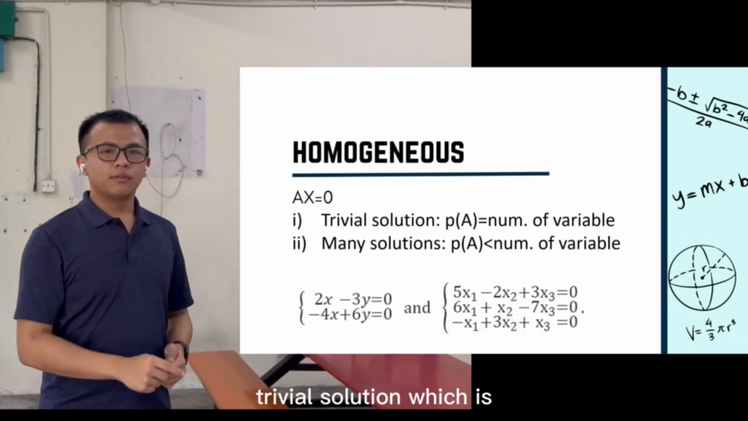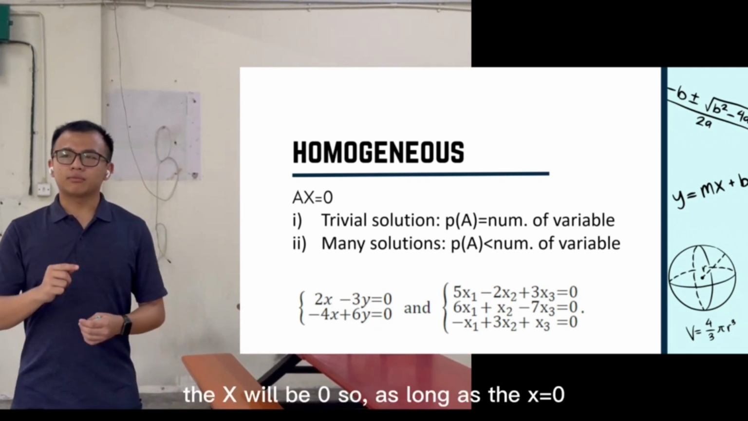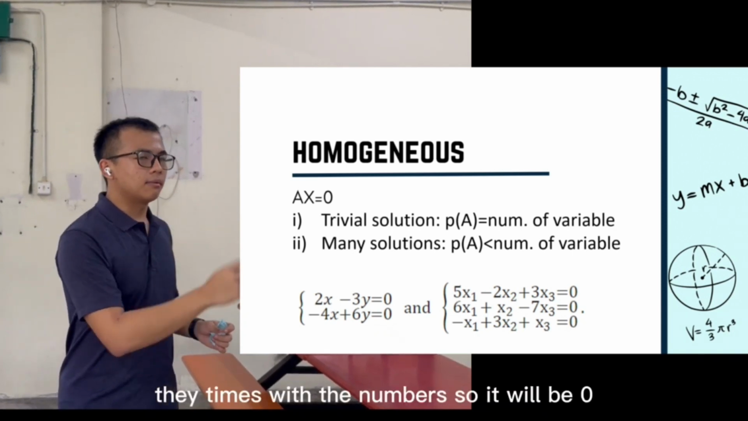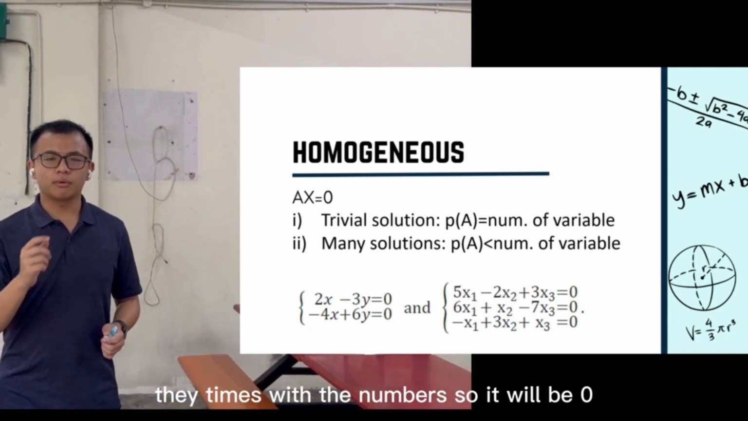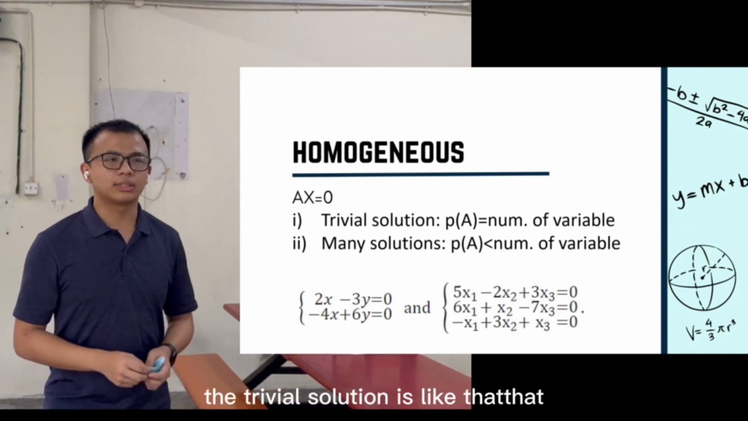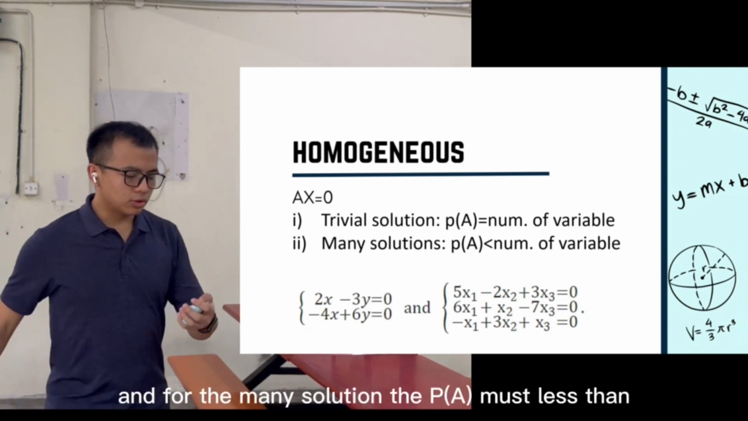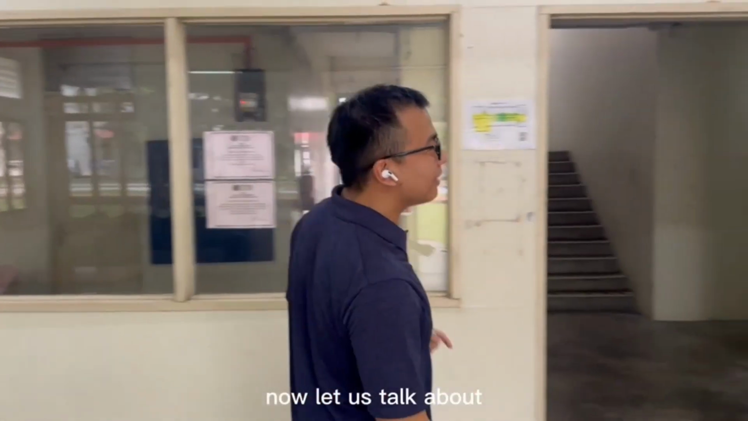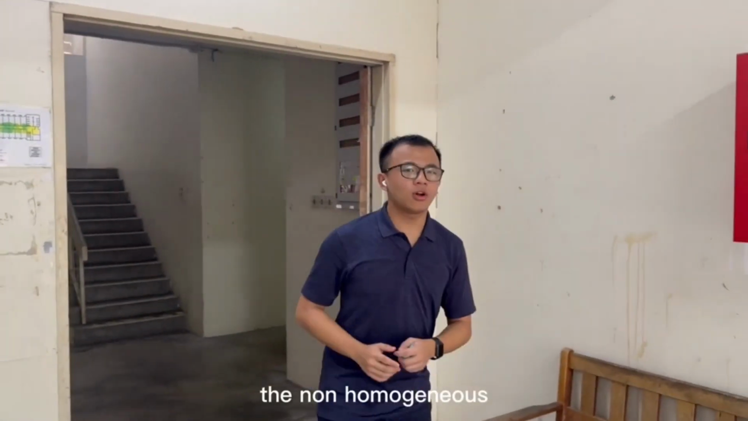One is the trivial solution, which is where the x will be 0. As long as the x is 0, when it times with the numbers, it will be 0, so the equation total will be 0. So the trivial solution is like that. And for the many solutions, the rank of A must be less than the number of variables.